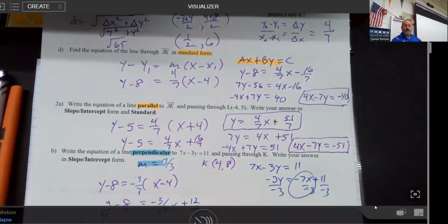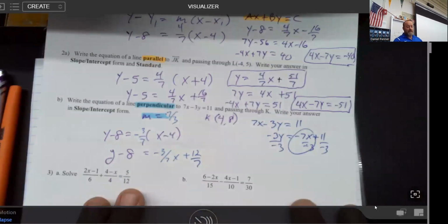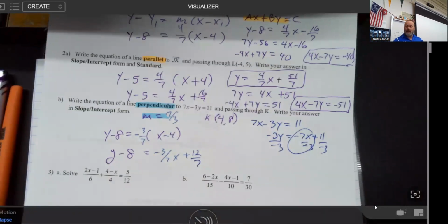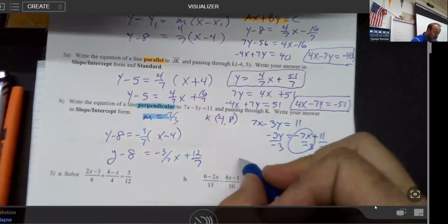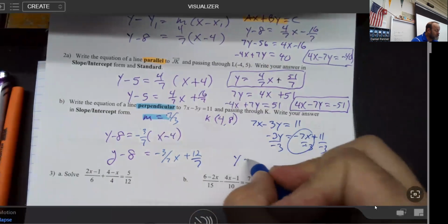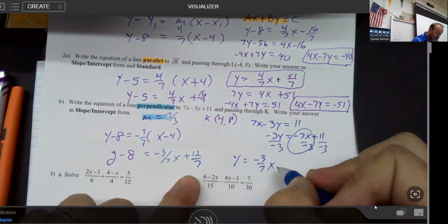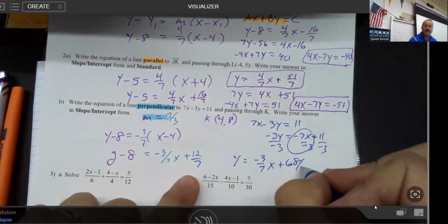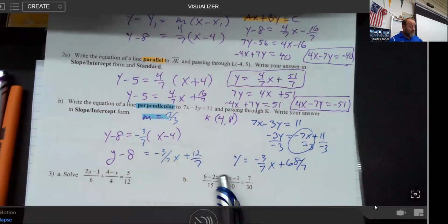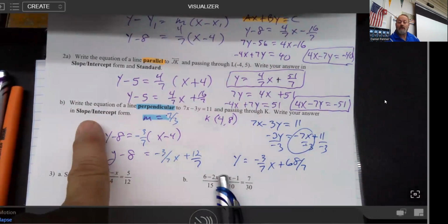And just like in the previous question, you're going to be able to use a fraction buster, multiply that out, and get it finished. And when you're all said and done, this is the answer you're going to have, which is y equals -3/7x. When we add the 8 to both sides, we're going to get 68 sevenths. And that's our slope-intercept, and we need to ask for both forms right here, so we're good to go.